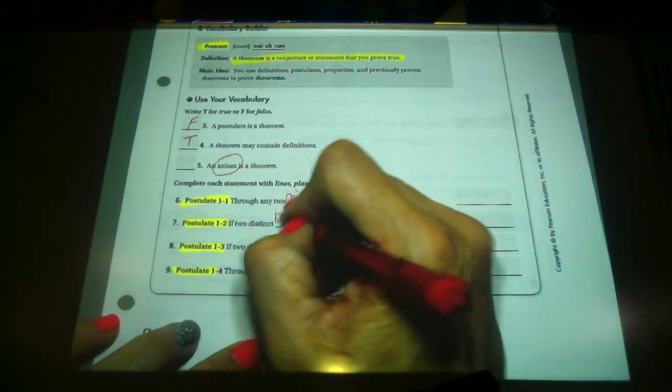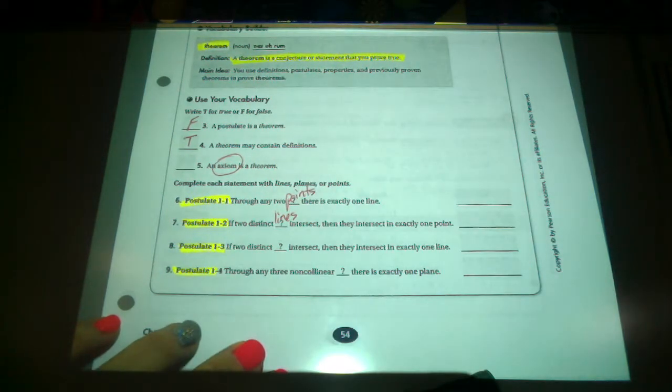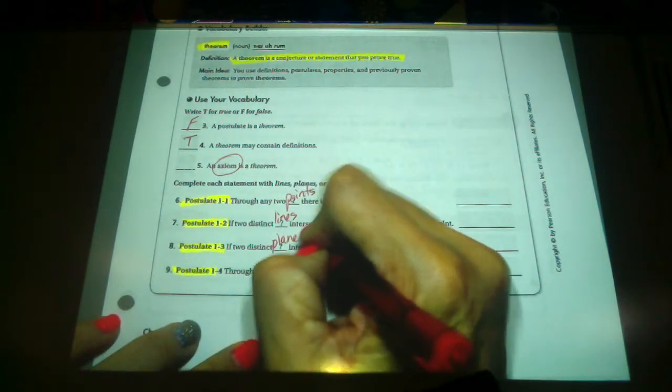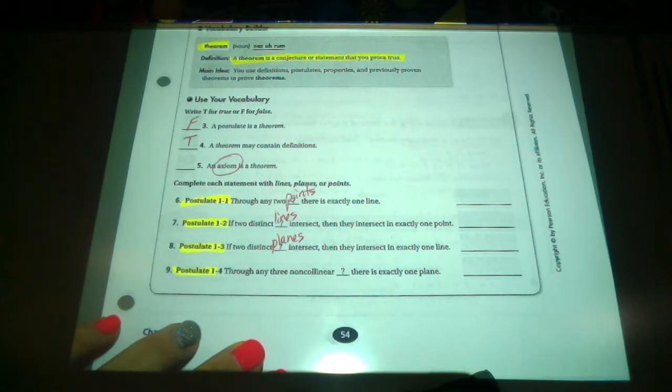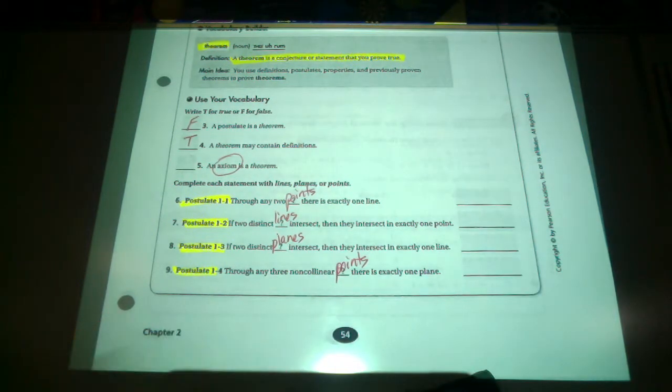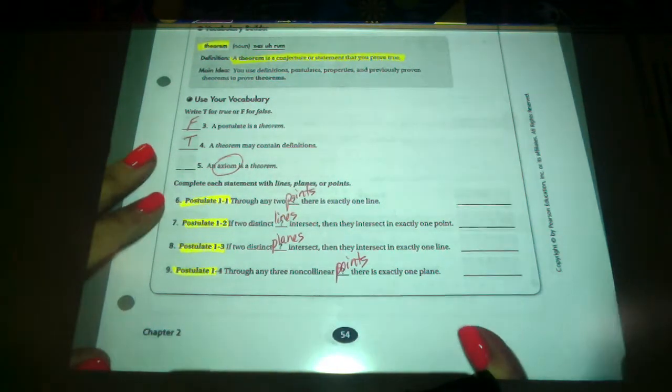Lines. If two distinct blank intersect, then they intersect in exactly one line. Planes. Through any three non-collinear blank, there's exactly one plane. Points. These are all things that will be used in proofs. Let's flip it.